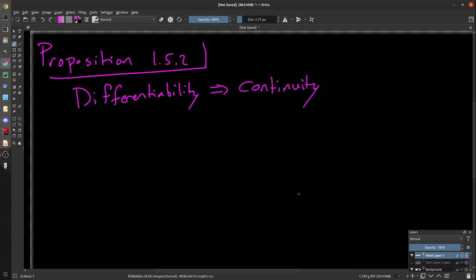Differentiability implies continuity. The way they say it is, if f prime of z naught exists, then f is continuous at z naught. This is fair. Nothing too fancy. You expect this from calculus. So, proposition 1.5.3.